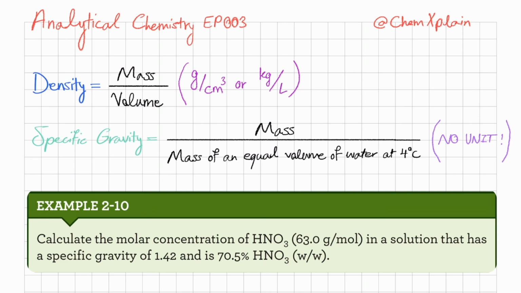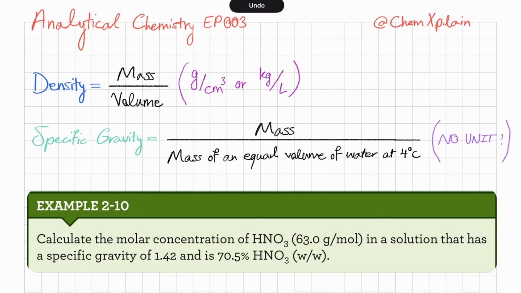Let's go. The first concept is density, which means the mass of a solution divided by its volume. Some common units of density are grams per centimeter cubed and kilograms per liter. You can also find some other units for density in different problems, but the most common ones are grams per centimeter cubed and kilograms per liter.